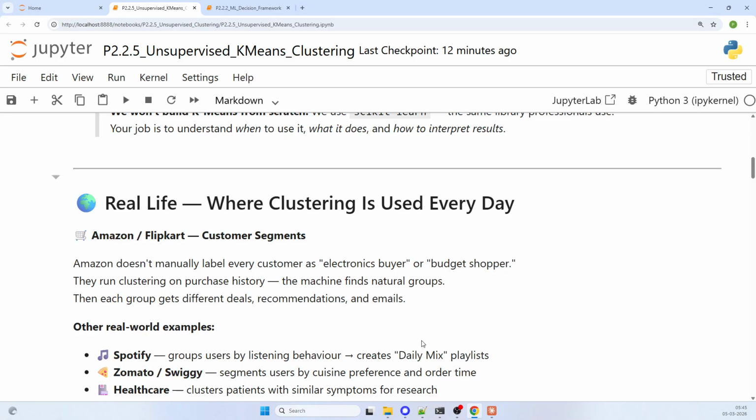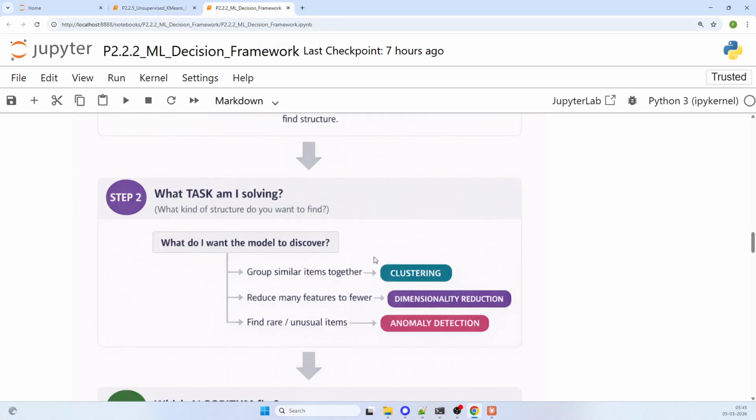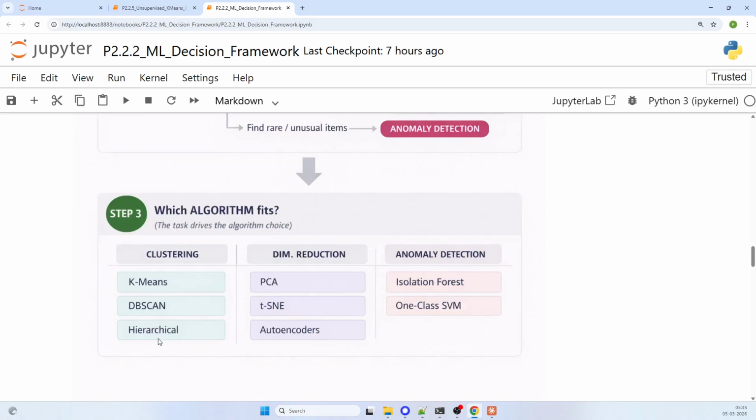So how do you group customers? How do you divide customers into segments from large purchase history data? To solve that problem, since we are grouping, our goal is for the model to create clusters. If the model wants to create clusters, which algorithm do I want to use? K-means, DBSCAN, or hierarchical. Of these three algorithms I can choose any one.